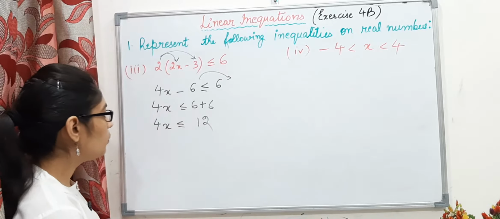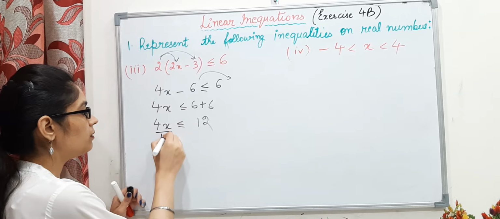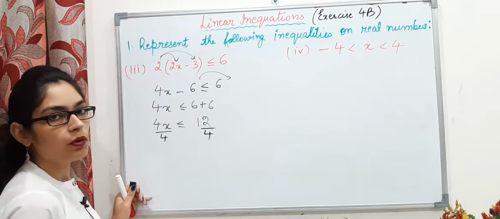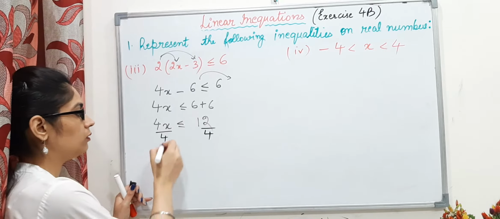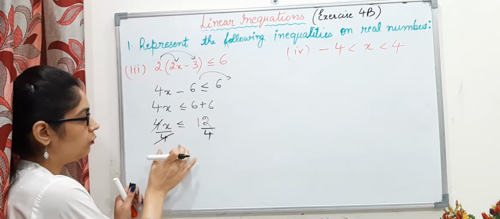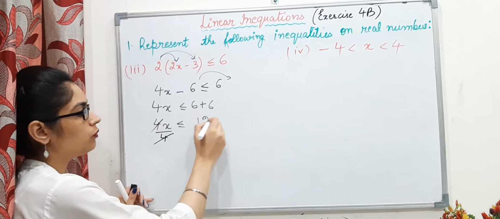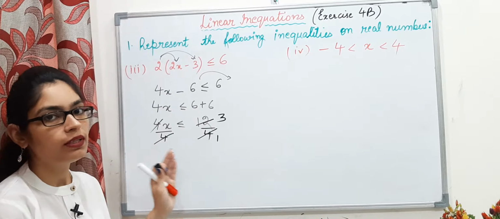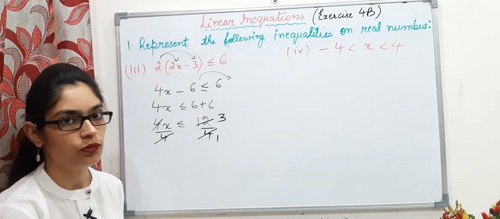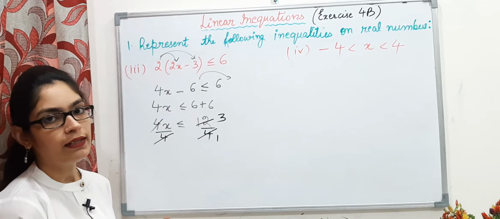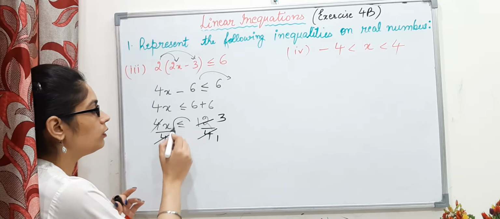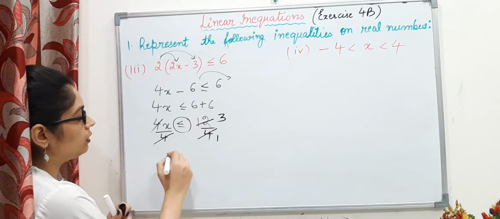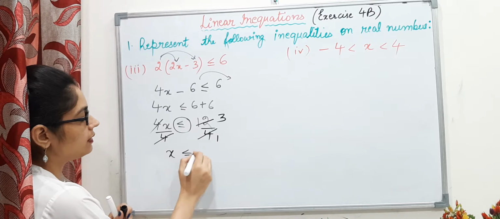So with x, 4 is getting multiplied. So we will divide both the sides by 4 because we need only x, not 4x. So 4 and 4 will get cancelled. So 4 into 1 and 4 into 3. See, if we are dividing one side by 4, the other side also we have to divide by 4. So here we have done division by a positive number, so no need to make any change here. So I got the value of x as x is less than or equal to 3.